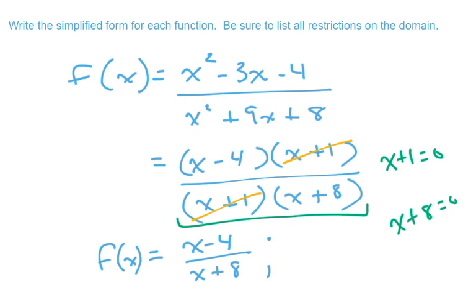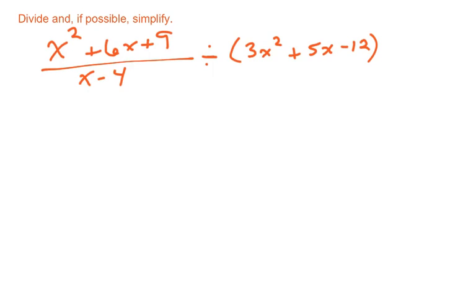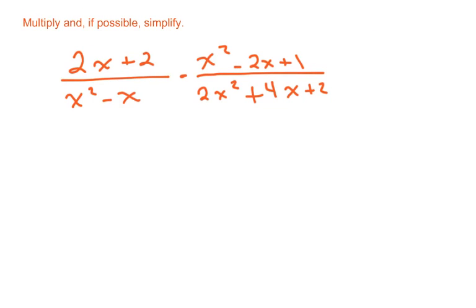And when you solve both of them, you can see that our restrictions would be -1 and -8. That pretty much summarizes all of 7.1. So I just want to do a couple quick examples from 7.2 to review our memory from those. 7.2 is mainly multiplying and dividing rational expressions. I'm going to do one multiplication and then one division, and that should finish up this quick little video.